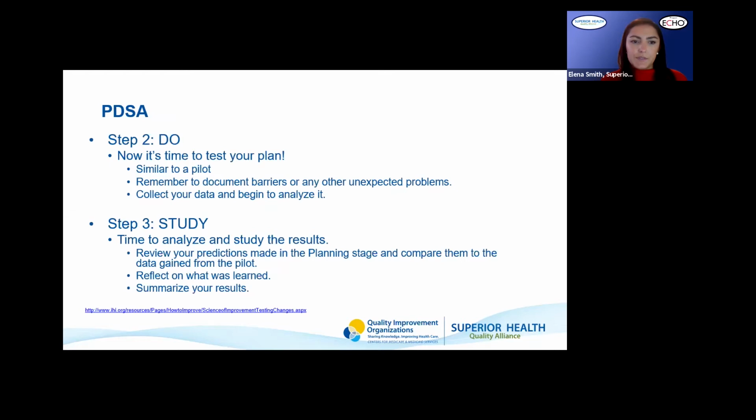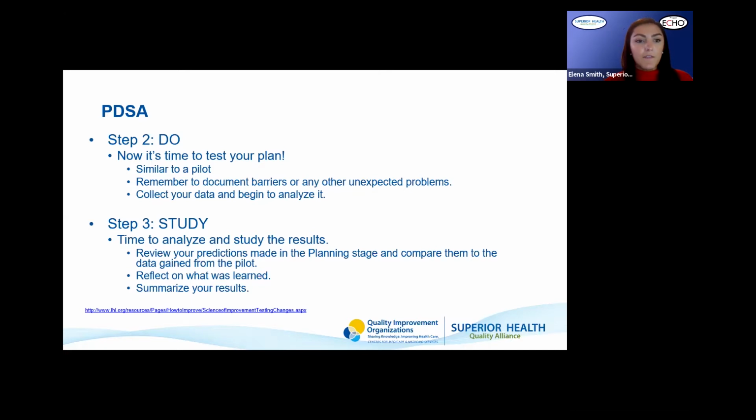So step 2 is the do step. Now it's time to test your plan. This is, like I mentioned, similar to a pilot. You want to remember to document barriers throughout this pilot and any other unexpected problems so that you can modify things so you don't face those barriers and unexpected problems again. And then during this do step, you're collecting that data and you're going to start to analyze it.